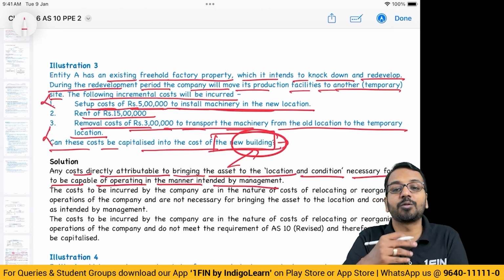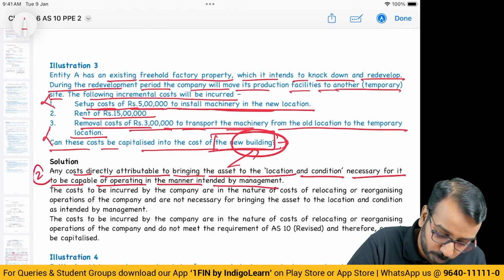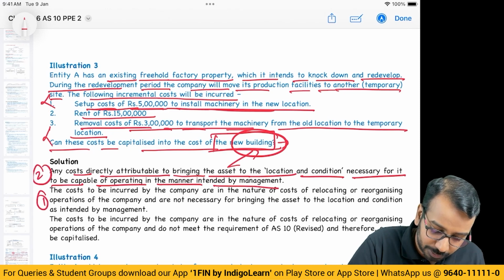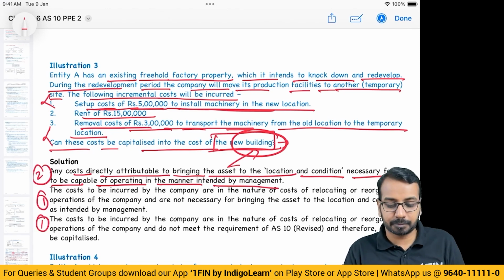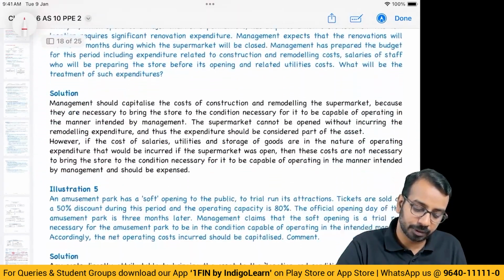Okay. So that is how you have to frame your answer. What happens in the exam is, writing this theory will give you 2 marks, analyzing 1 mark, and conclusion 1 mark. Okay, so that is how we have to answer.